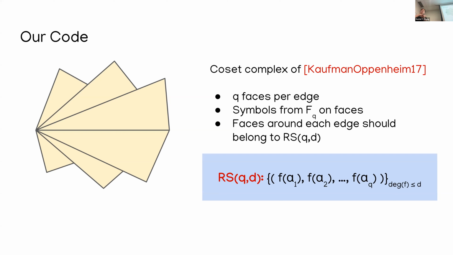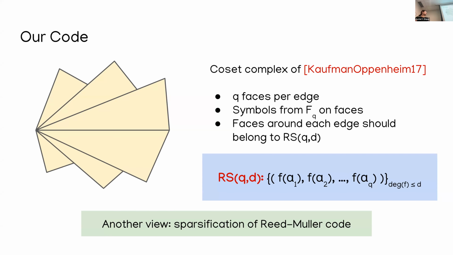So I've told you what the edge constraints are, right? And if you know what the Kaufman-Oppenheim construction is, then you know what the code is. I also want to mention that there is a way you can embed these faces into F_q^m, so that the faces are actually points in F_q^m, and the faces surrounding each edge correspond to a line in F_q^m. Another way to see this code is as a sparsification of the Reed-Muller code. If you know what the Reed-Muller code is, it's basically the same as the Reed-Solomon code, but multi-dimensional: m-variate instead of just univariate.